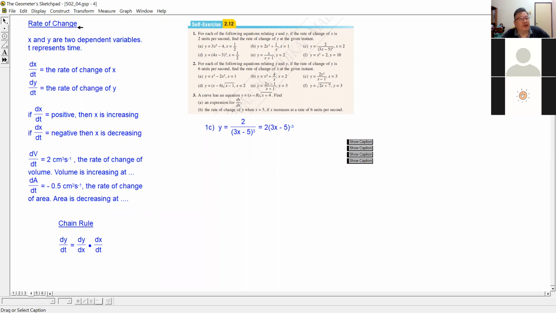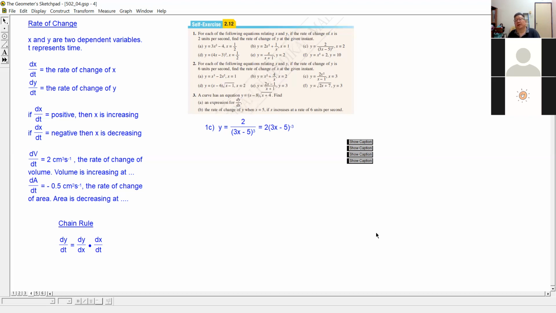Rate of change means what? It means that a certain physical quantity is changing with time. For example, let's say volume. Volume keeps on increasing, so the volume is changing with time. How much is the volume changing? The volume is increasing every second by 2 cubic centimeters. So this 2 cubic centimeters per second is the rate of change.